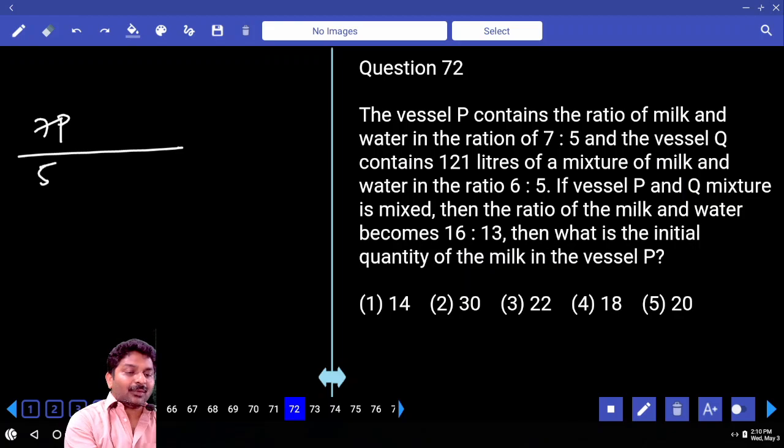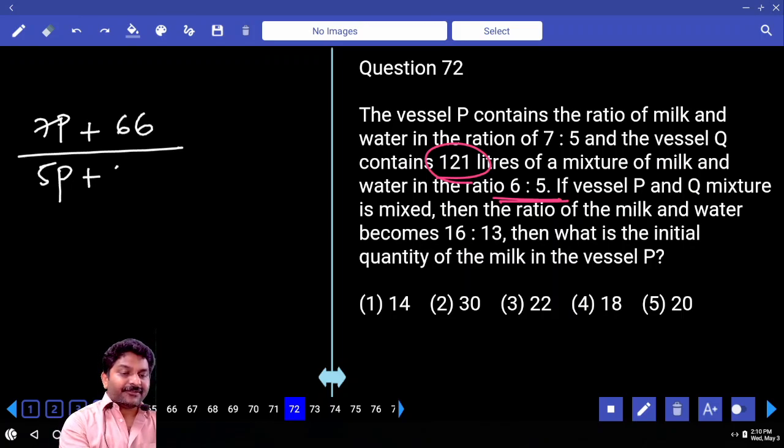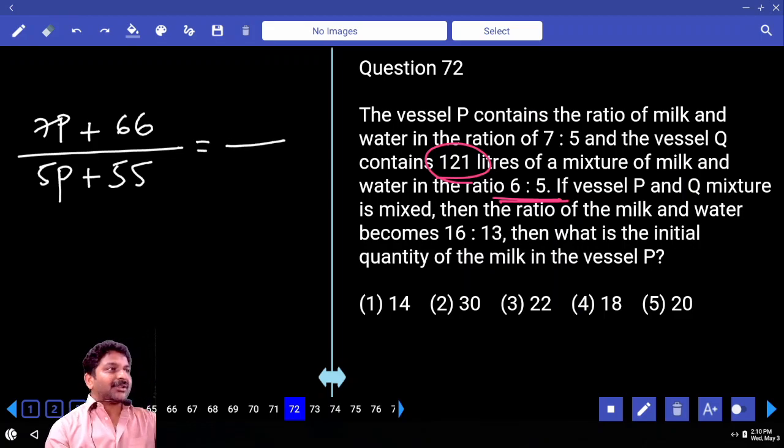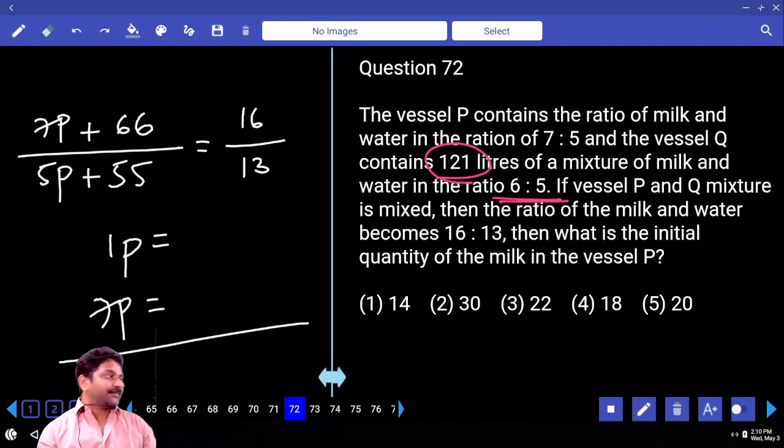Milk and water in P. This is added to Q, where we have 121 liters of milk and water in the 6:5 ratio. 11 parts, 121. Each part, 11. 6 parts, 5 parts. Then this is the total milk and water in both together, which is in the ratio. You need to cross multiply and get the value of 1 part, and then after that 7 parts. This is what you are supposed to do.